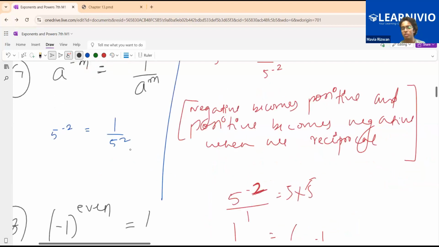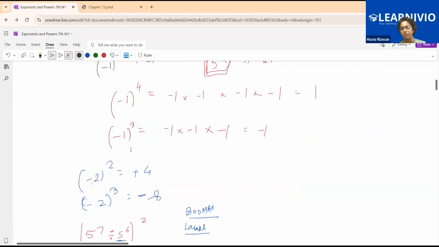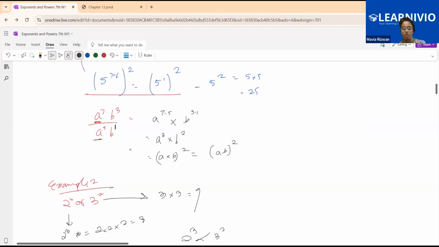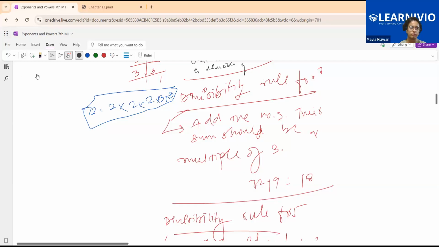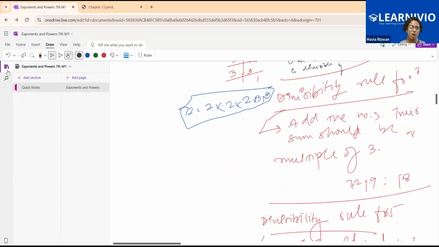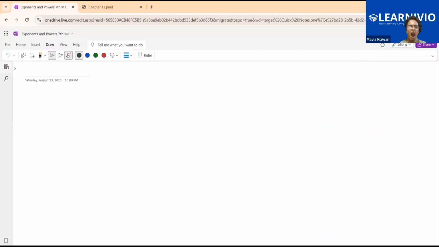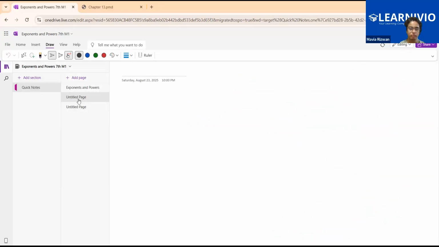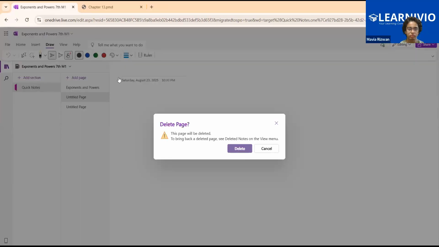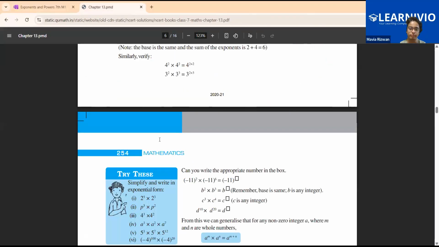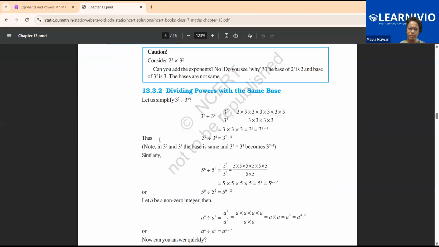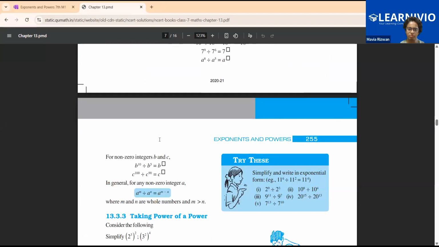Guys, you have all these laws written. I hope I made you write them down. Okay, so we are going to move to some questions of these laws. We'll do questions of these and we'll understand how to solve them.